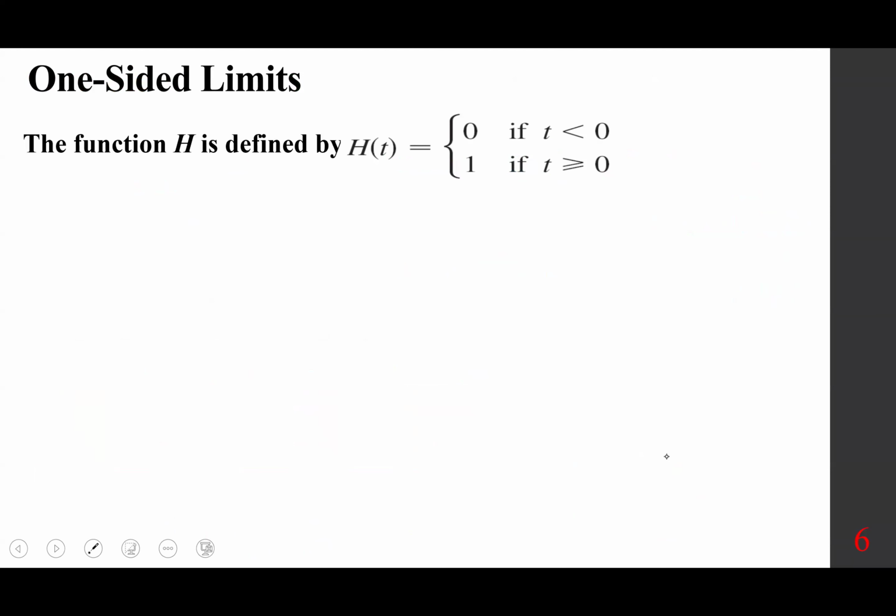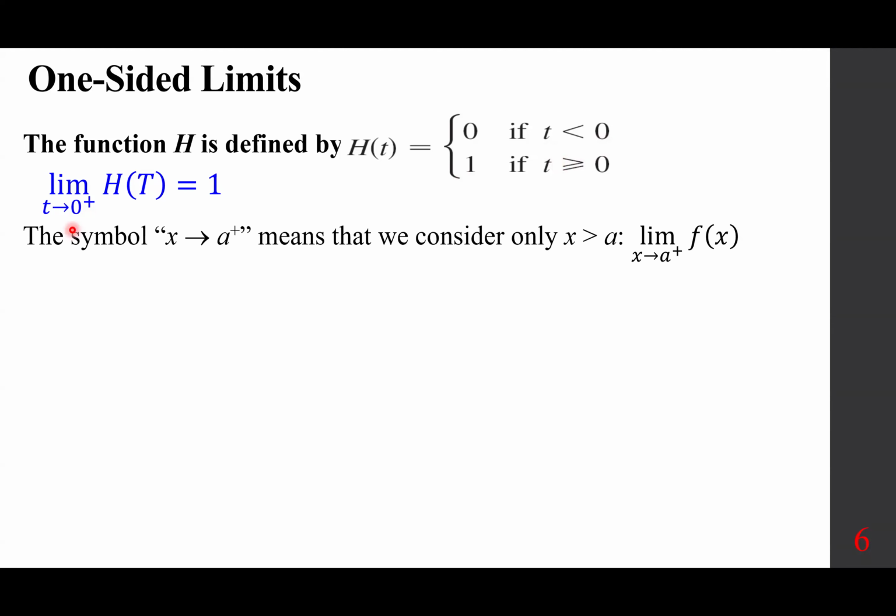One-sided limit. The function h is defined by h of t equals 0 if t is less than 0 and 1 if t is larger than or equal to 0. This is called the Heaviside function in electronics. So if you take the one-sided limit of this function as t approaches 0 from the right, you use the greater than branch and it becomes 1.